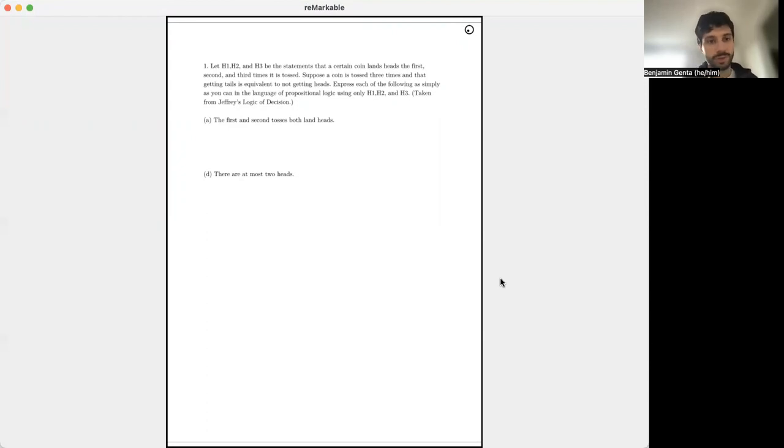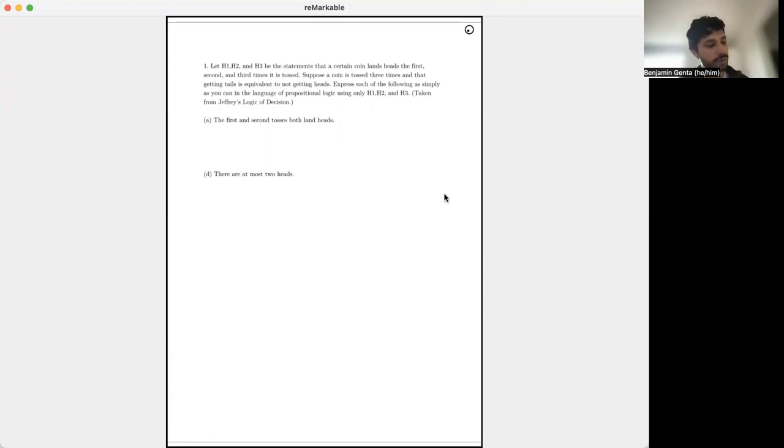Let's read out loud. Question 1 says, let H1, H2, and H3 be statements that a certain coin lands heads the first, second, and third time it's tossed. So you toss a coin 3 times, and H1 means it landed heads on the first toss, H2 means it landed heads on the second toss, and H3 means it landed heads on the third toss. Suppose that this coin is tossed 3 times and that getting tails is equivalent to not getting heads. Right? If it's not heads, then it's tails. Express each of the following as simply as you can in the language of propositional logic using only H1, H2, and H3.